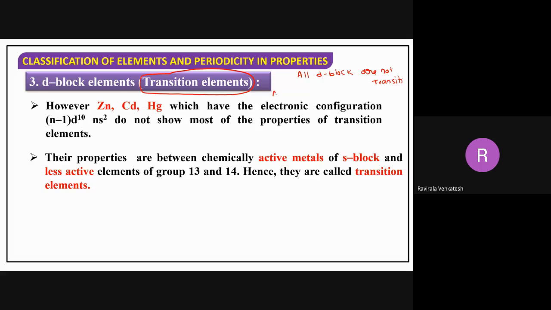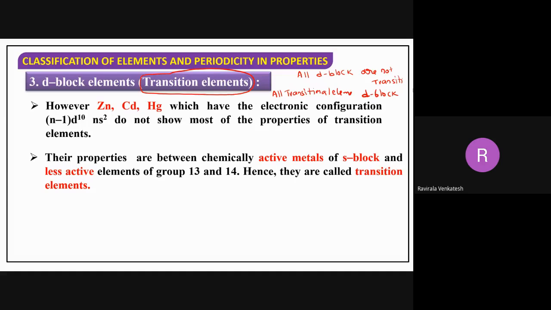But all transition elements are called d-block. This is a very, very important statement. All d-block elements cannot be called transition, but all transition elements are d-block. Whoever is present in the class but does not listen carefully, versus those who listen carefully, same thing: all d-block are not transition elements, but all transition elements are d-block.